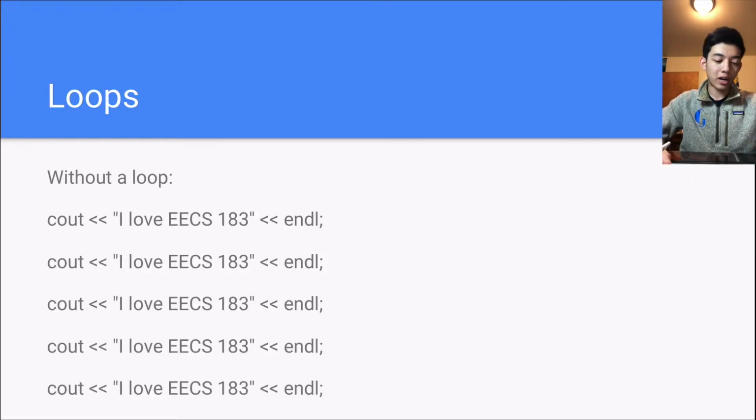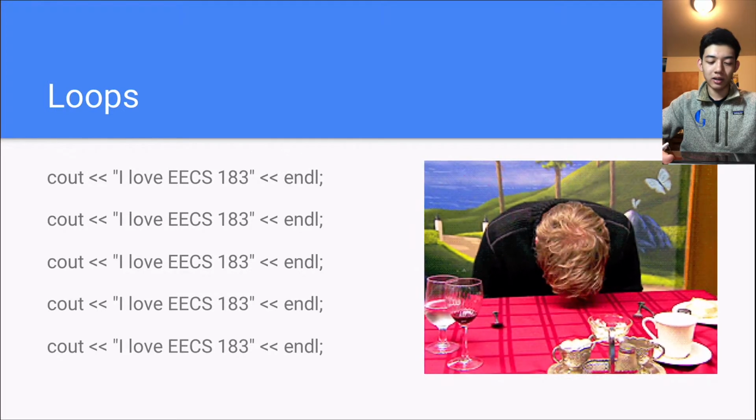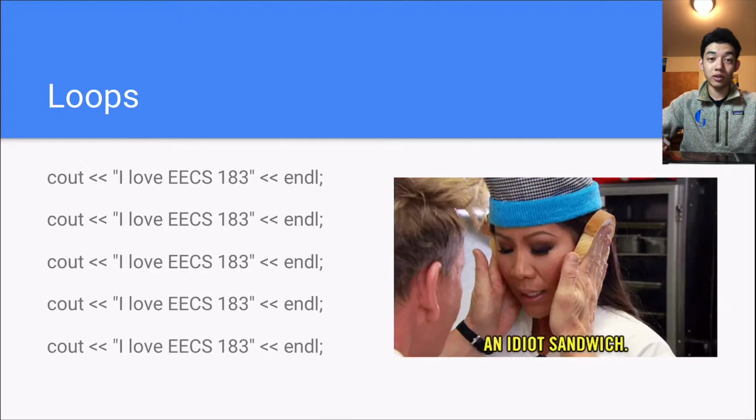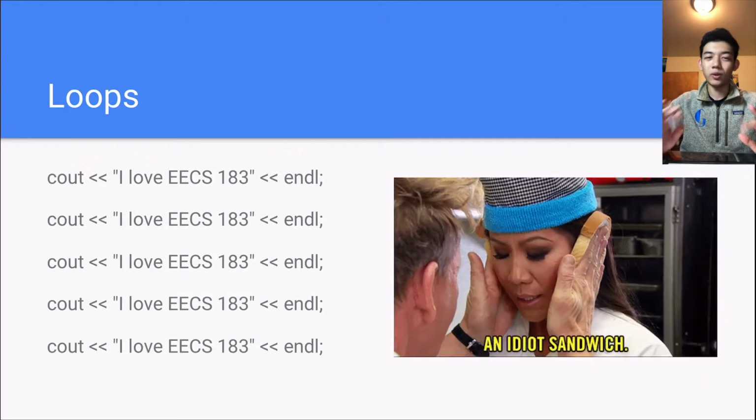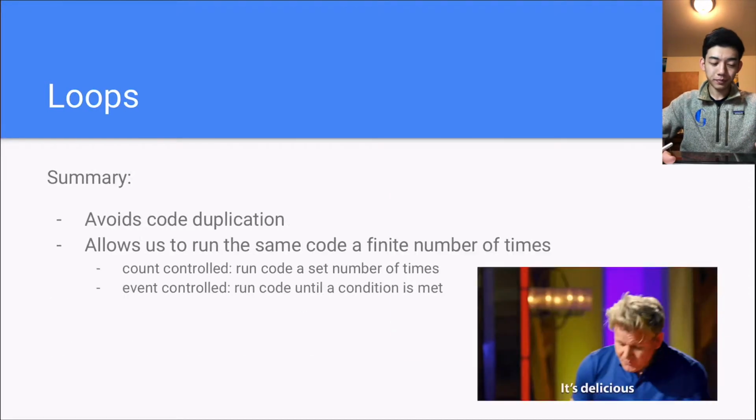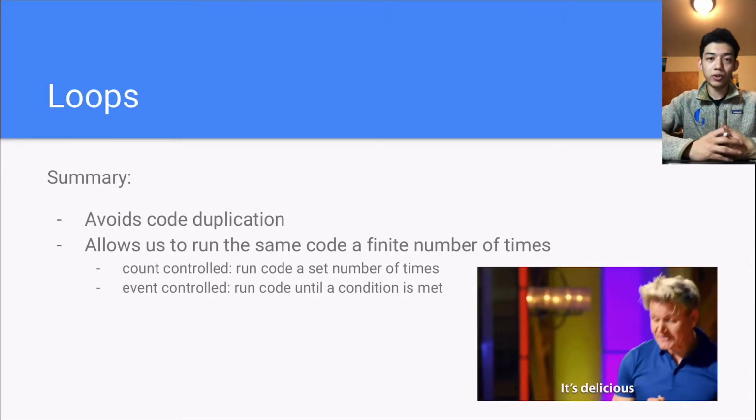Without a loop, we're going to have to put the cout statement in our code 20 times physically, right? And as you can see, we don't really want to do that. And Gordon Ramsay will be really upset with you if you do, and we don't want that to happen at all. So in summary, we're going to avoid code duplication, right?